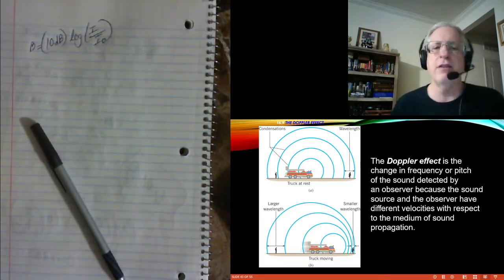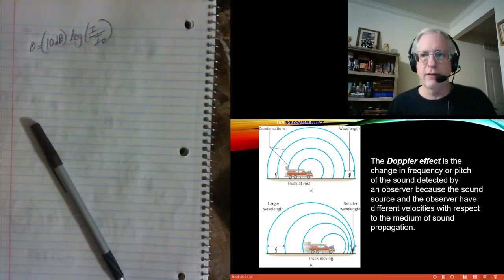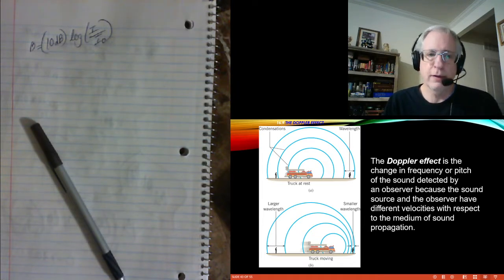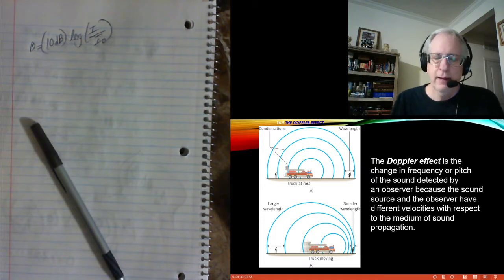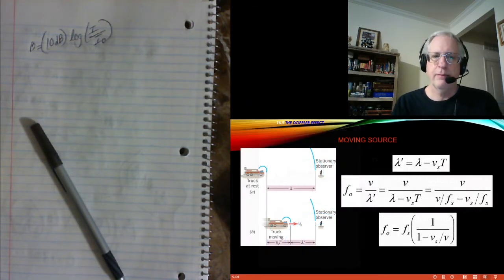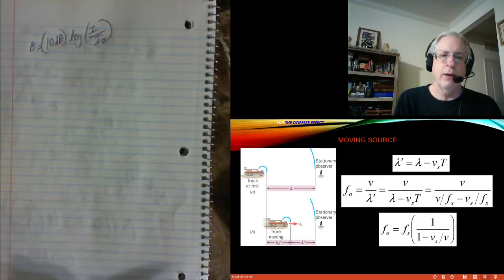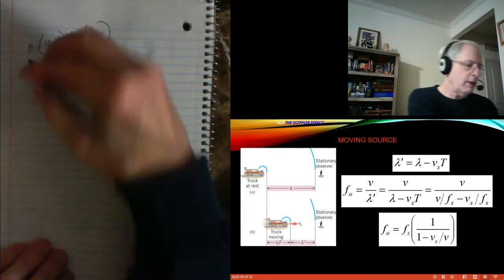The Doppler effect is the change in frequency or pitch, which is how we subjectively hear frequency, of a sound detected by an observer because the sound source, the observer, or both are moving. And you just have to be moving different to one another. You have different velocities. All right. And the way this works, if you have a moving source versus if you have a moving observer, I'm just going to show you the different equations.